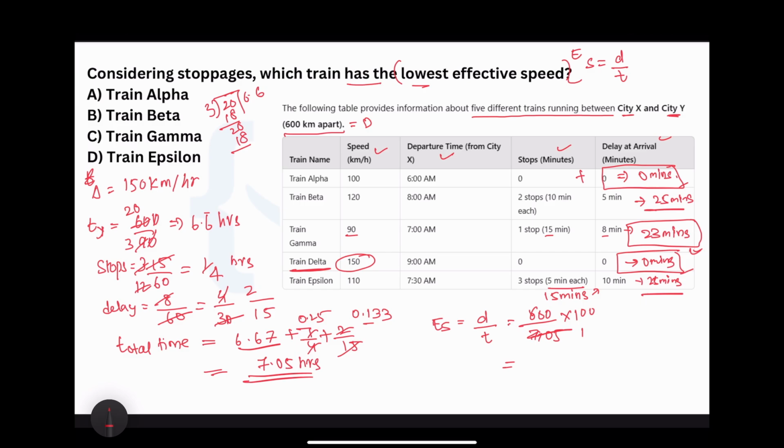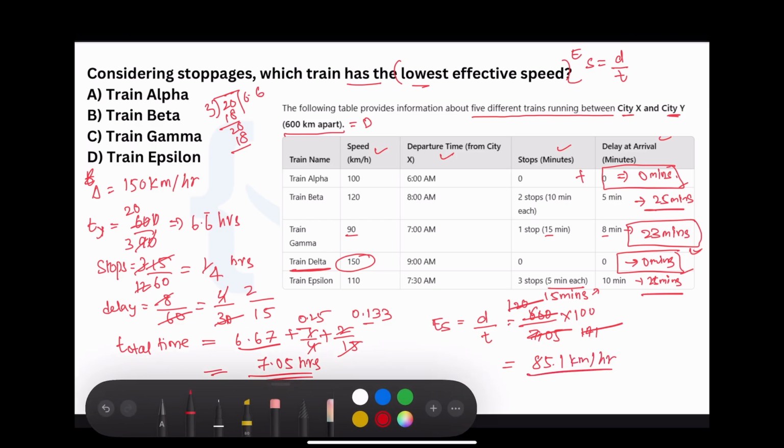5 ones are 5. You have 2, 25 for the 20, and 5 ones are 5, and again 5 ones are 5, 120. And again, if you cut it down, it will cut down and give you an answer of 85.1 kilometer per hour, isn't it? So you will get 85 kilometer per hour.